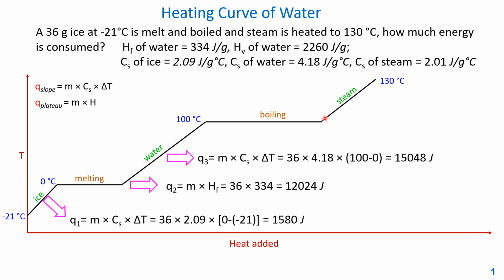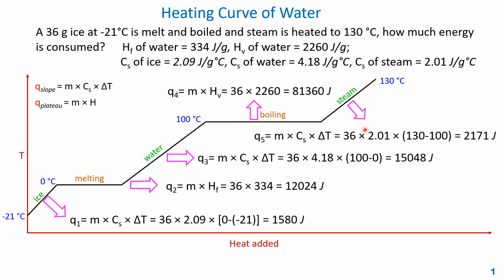Another step is another plateau, boiling. You need to use the mass times heat of vaporization, 36 times 2,260. You get 81,360 joules to boil the 36 grams of water. And then the last step, you heat the steam from 100 degrees to 130 degrees Celsius.